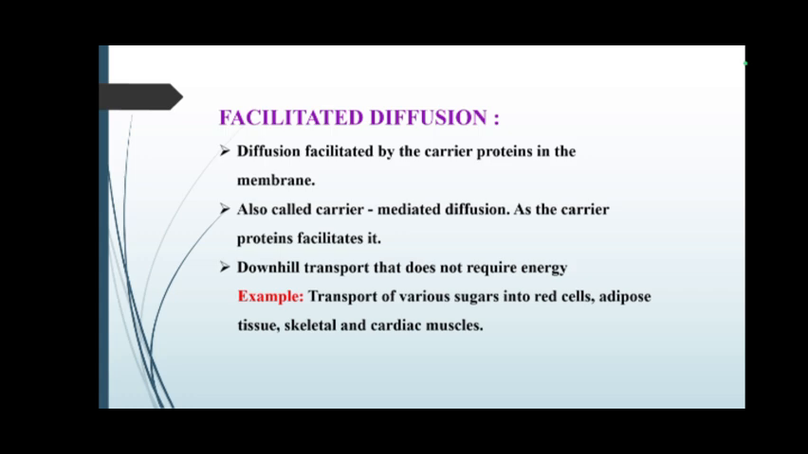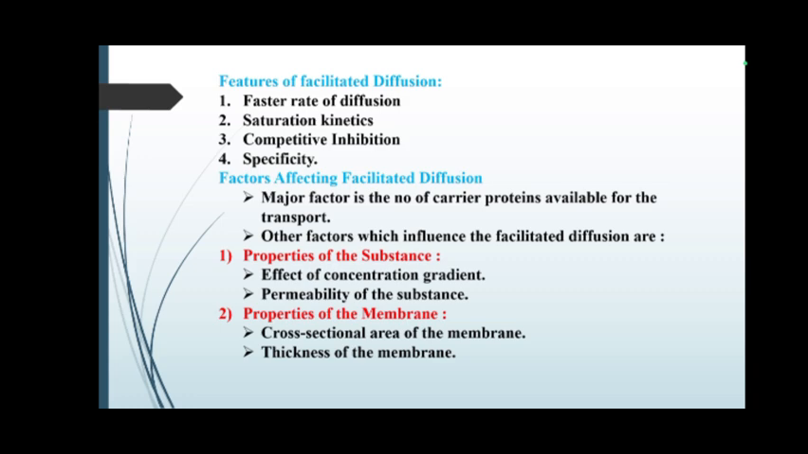Next is facilitated diffusion. Diffusion facilitated by the carrier proteins in the membrane is called facilitated diffusion, also called carrier mediated diffusion, as the carrier proteins facilitate it. It is a downhill transport that does not require energy. Examples of facilitated diffusion are transport of various sugars into red cells, adipose tissue, skeletal and cardiac muscles. Features of facilitated diffusion: faster rate of diffusion, saturation kinetics, competitive inhibition, specificity.